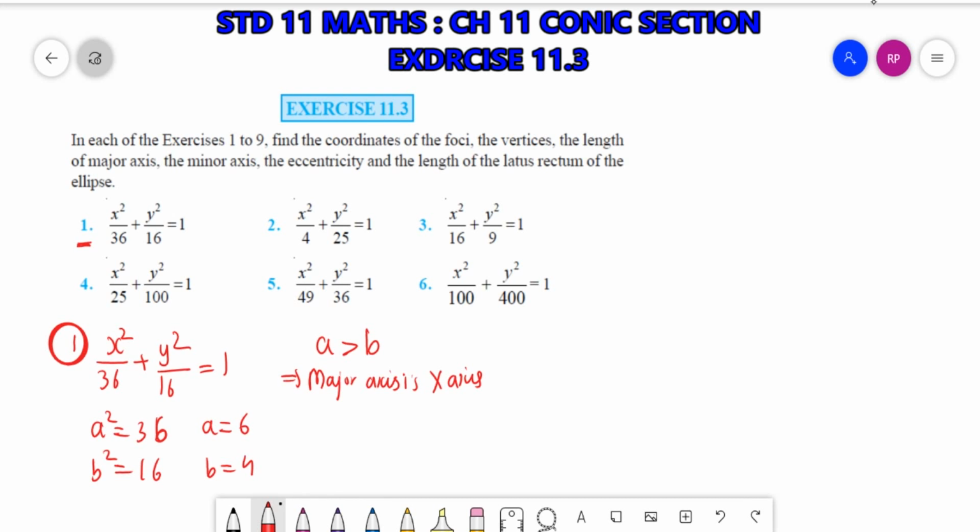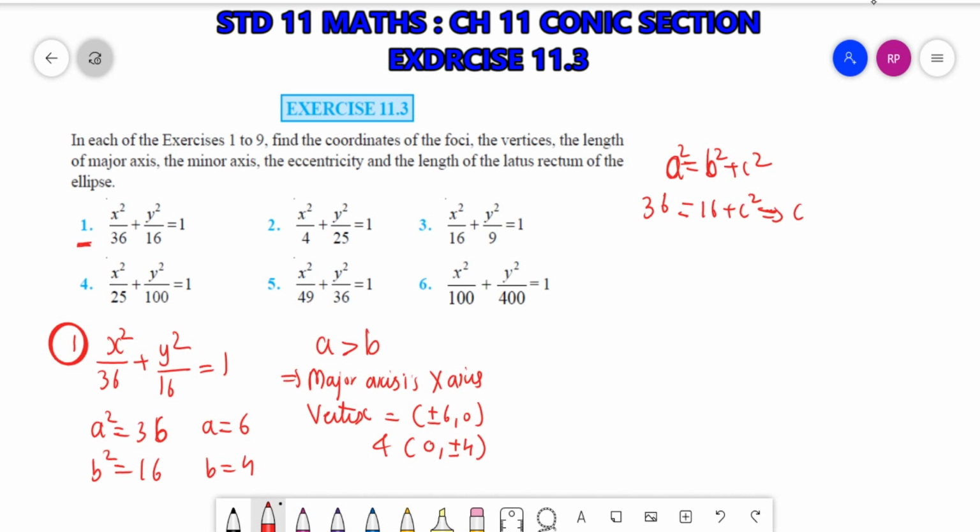So now the major axis is the x-axis. Now what are the foci? Let's see the vertices first. The vertices are plus minus a, 0, so plus minus 6, 0, and 0, plus minus b, so 0, plus minus 4. Clear? Now the next one, c. We know a square is equal to b square plus c square. So what is a square here? 36, b square is 16, plus c square.